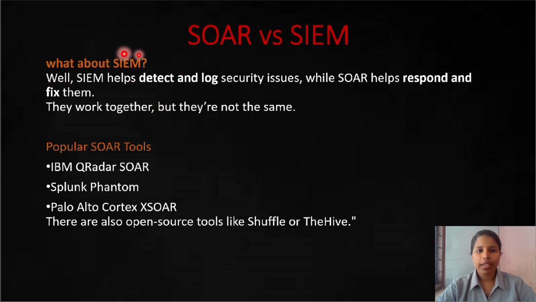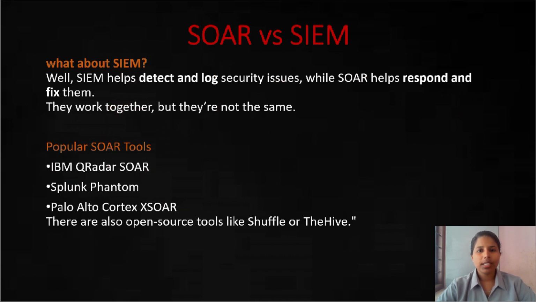Now we can look at the difference between SOAR and SIEM. What is SIEM? As I mentioned before, just for understanding, SIEM helps us detect and log security issues, whereas SOAR helps respond to and fix them. SIEM is the place where everything about security issues is collected. If anything happens, it will send it to SOAR, which helps us respond and fix them. So they work together, but they are not the same.